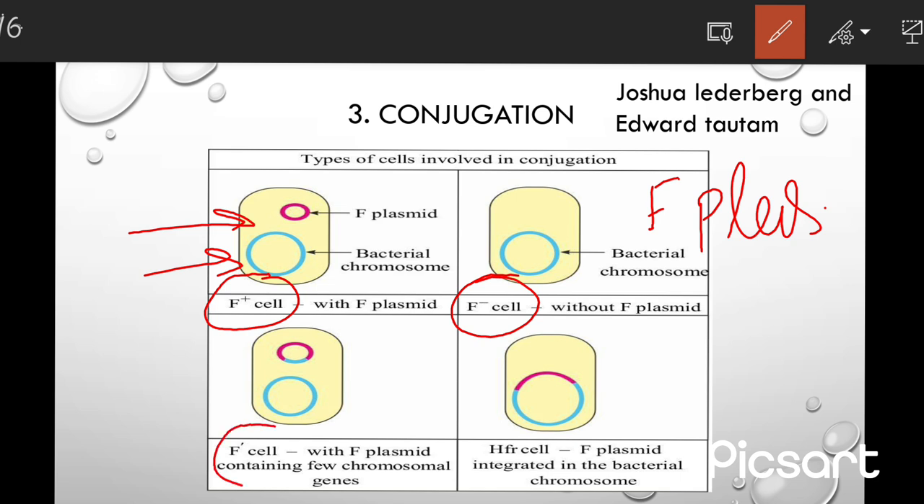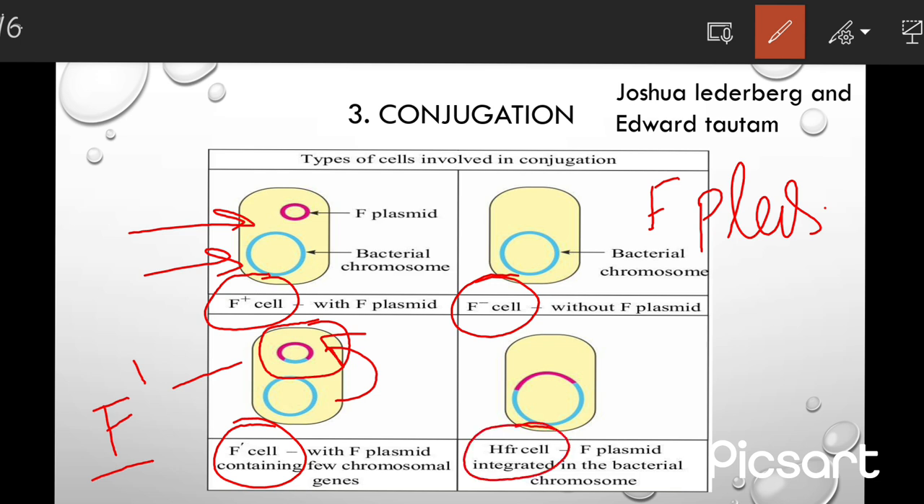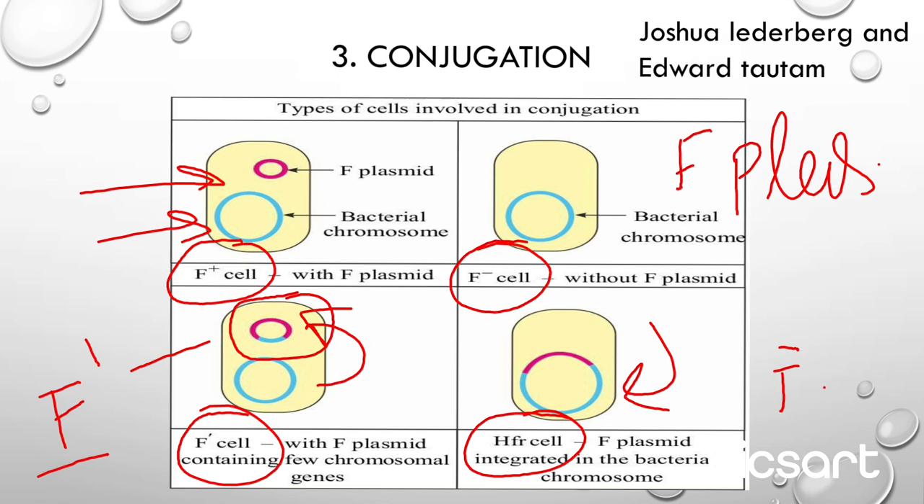Third is the F prime cell. It means that during replication, the bacterial chromosome gets detached and integrates inside the F plasmid, thus making it F prime. That means this plasmid has a bacterial chromosome integrated into it. And Hfr cells mean what? The F plasmid is integrated into the bacterial chromosome. We will see these one by one in detail during the explanation. So these types of cells are involved in conjugation.